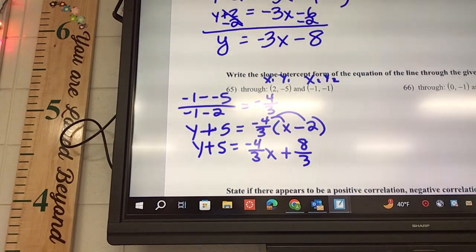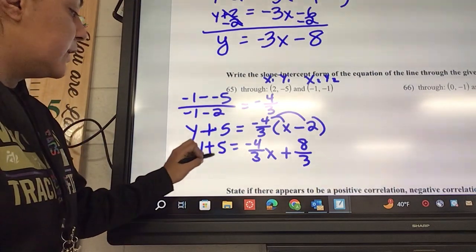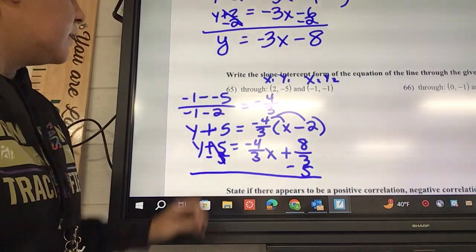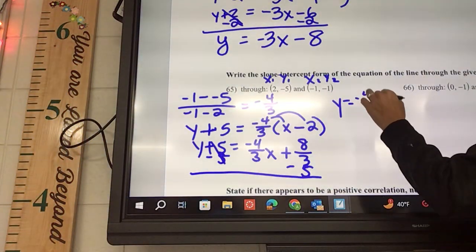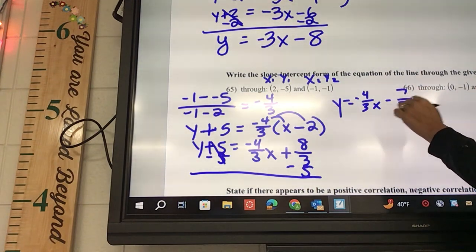Okay, and then, so after we distribute, you're always gonna either add or subtract this number by the y, and because it's a 5, we're gonna say minus. Okay, and so we're gonna be left with y equals -4/3x and 15, -7/3.